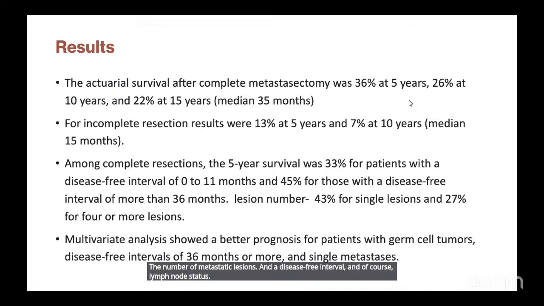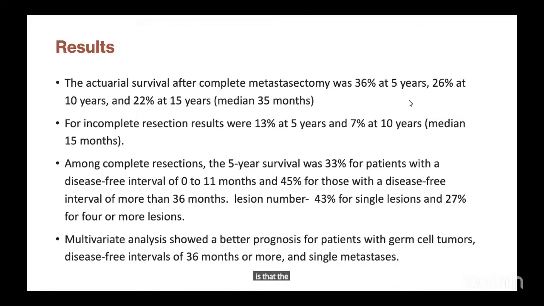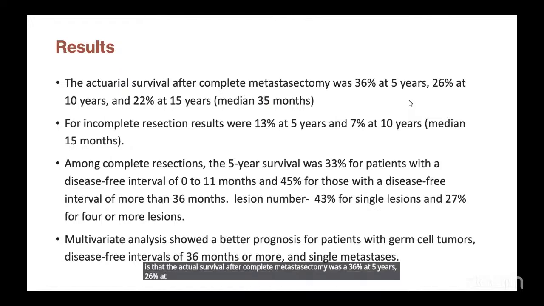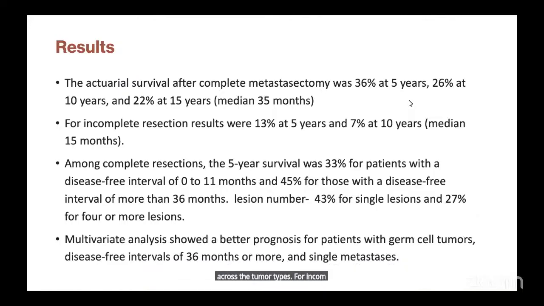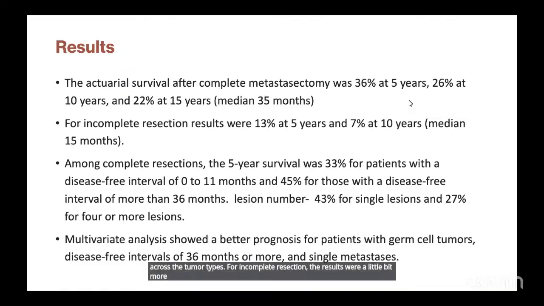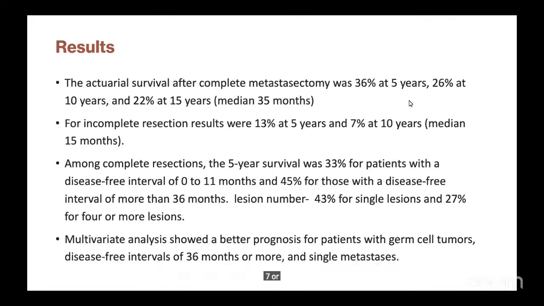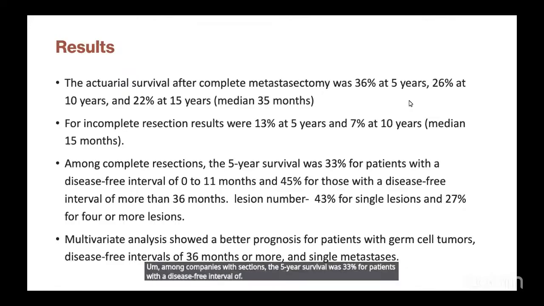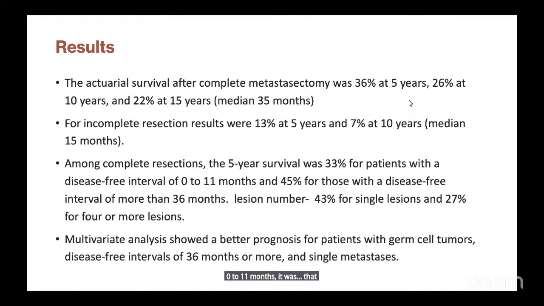What the results from the study did in fact show, and we still quote as support, is that the actual survival after complete metastasectomy was 36% at 5 years, 26% at 10, and 22% at 15 years, with a median survival of 35 months across the tumor types. For incomplete resection, the results were a little bit more dismal, 13% at 5 years, 7% at 10, with a median of 15 months. So you clearly see the benefit among complete resections. The 5-year survival was 33% for patients with a disease-free interval of 0 to 11 months. That increased to 45% for those patients with a disease-free interval of more than 36 months.